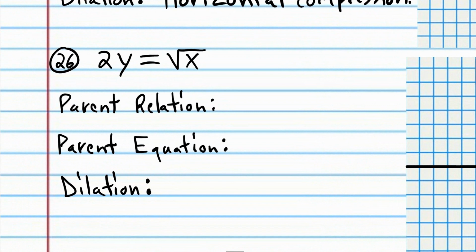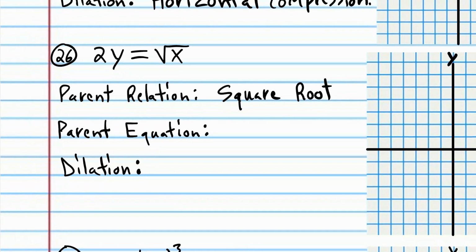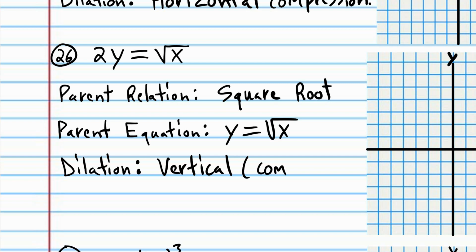First of all, this is the square root parent relation. And the parent equation is y is equal to square root of x. And we're doing something to y. We're multiplying y, so it's going to be a vertical dilation. Whenever you do anything to y, it's always going to be a vertical dilation. What type of dilation? Well, we're multiplying, so it's going to be a compression. We'll do stretches later on, but now it's a compression.